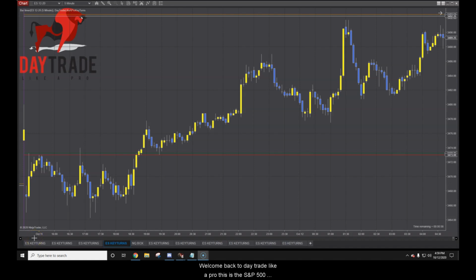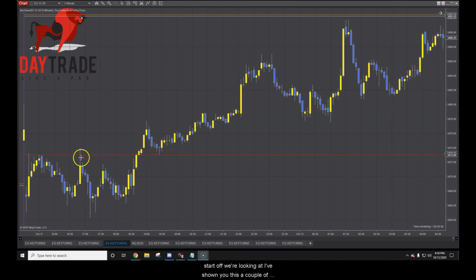This is the S&P 500. We're going to do a review here for October 12th. And I want to show you a couple of things that I use personally in my own trading. And I think it's important to note that we only have offerings that we use in our own trading. We're all traders, and we only have offerings that we use here in-house. So I want to show you a couple of things here.